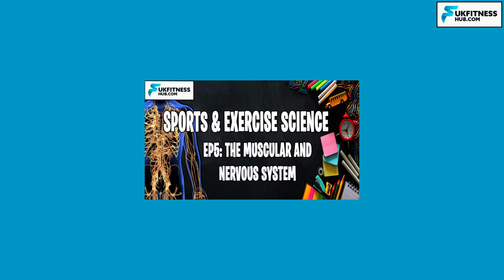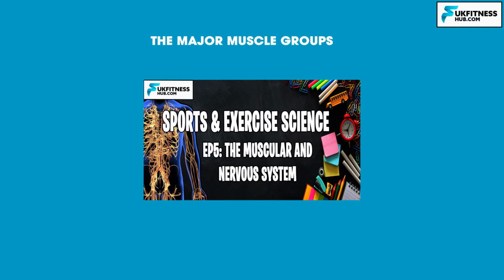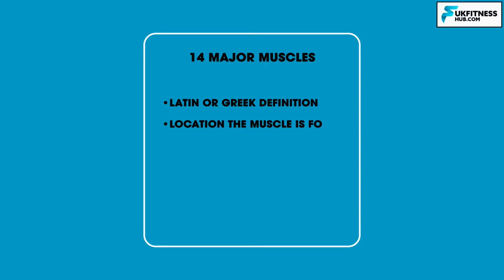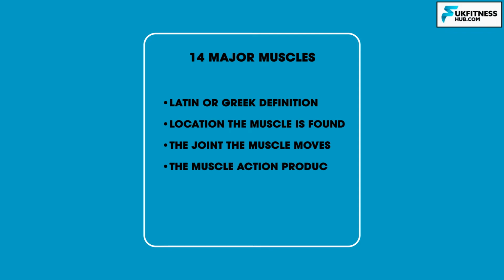In the previous episode, we touched on the major muscle groups of the body. I'm going to take 14 major muscle groups of the body and go through the Latin or Greek definition, location the muscle is found, the joint that the muscle moves, the muscle action that is produced, and an example of an exercise that would work the muscle or a real-life example of when you would use the muscle.